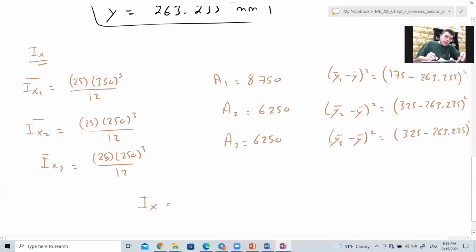So we can get Ix: 25 times 350 cubed over 12 plus 8750 times 175 minus 263.235 squared plus 25 times 250 cubed over 12 times 2 plus 6250 times 2 times 325 minus 263.235 squared. It comes out to 270,235,907 millimeter to the 4. This is Ix. Now we apply the shear flow formula, which is step 3.